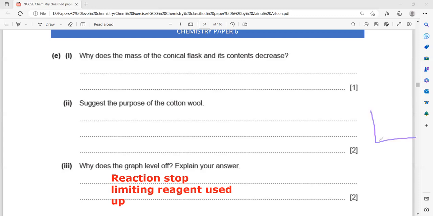Why does the graph level off? Why does the graph become horizontal, with the slope zero? It shows that the reaction has stopped. And why does the reaction stop? Because at this point one of the reagents, the limiting reagent, is used up. If you have a change in mass or volume against time, the graph levelling off always shows that the reaction has stopped, because the limiting reagent is used up.